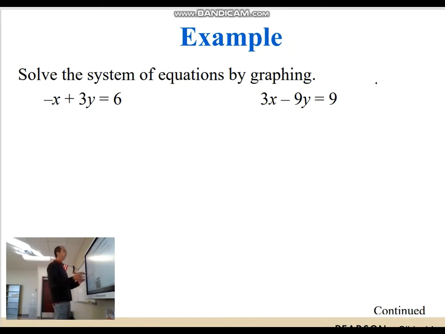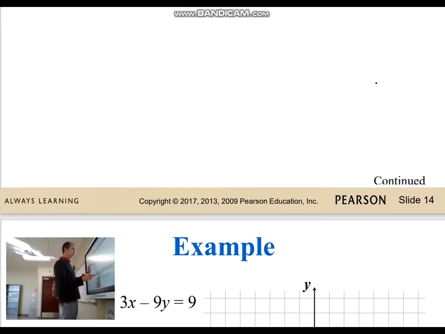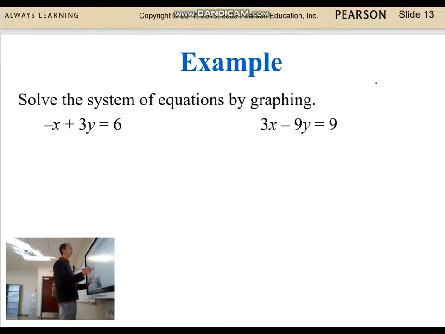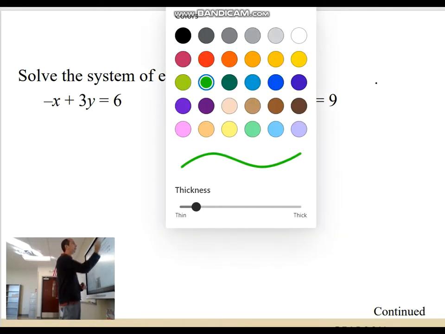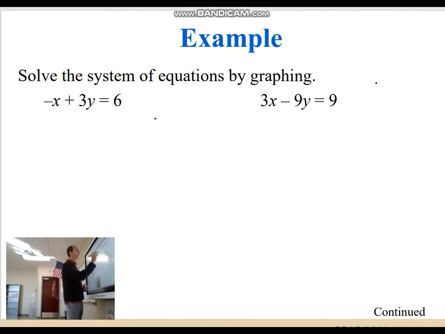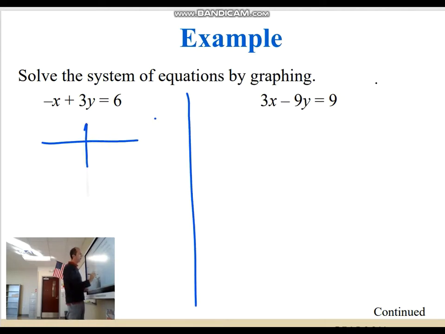Okay, we have a new example here. We will graph the equation negative x plus 3y equals 6, and the other equation, 3x minus 9y equals 9. We can split the screen in two, and let's try to find a few values for x and y.